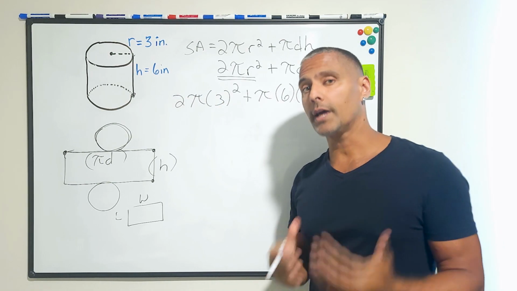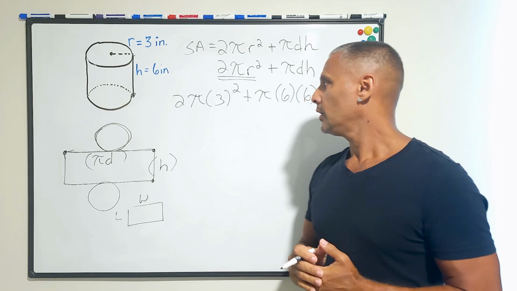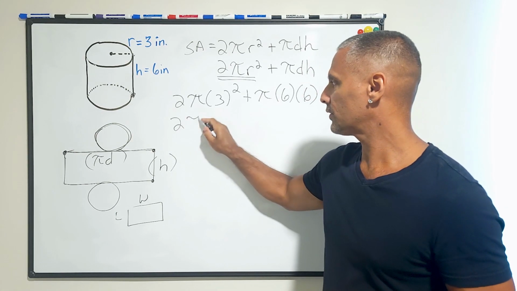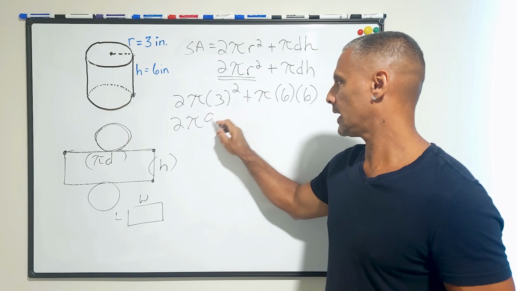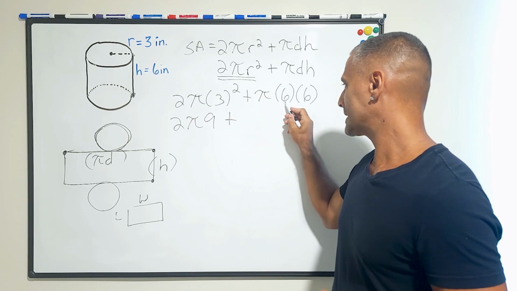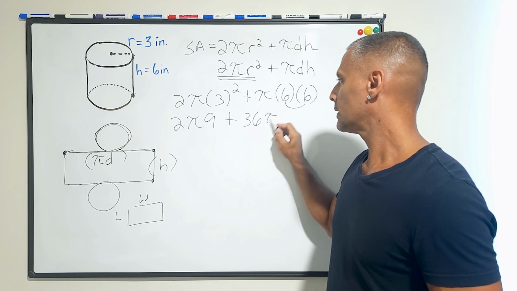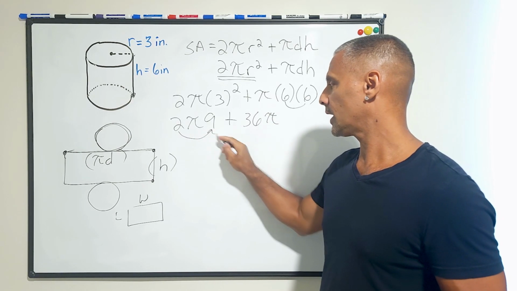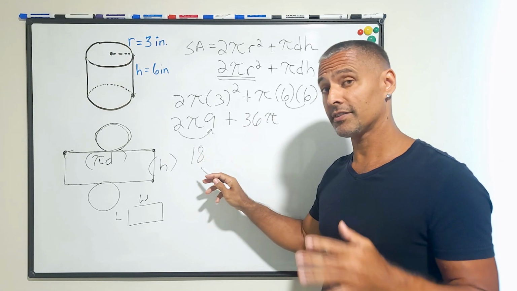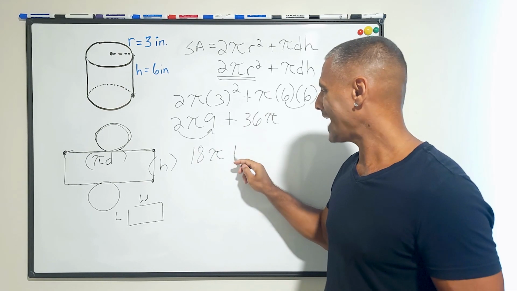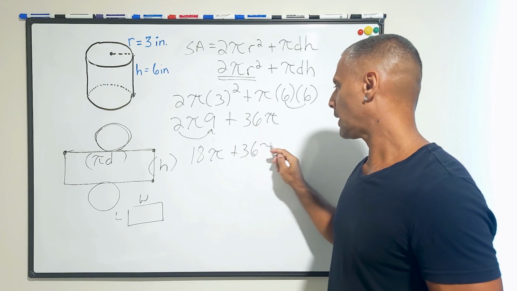All right, now we're just going to solve in terms of pi. We're going to take this 3 and square it, which is 9. We're going to take 6 times 6, which is 36, and multiply that by pi. Now we have to double the 9, which is 18. That gives us 18 pi. And we're going to add that to 36 pi.